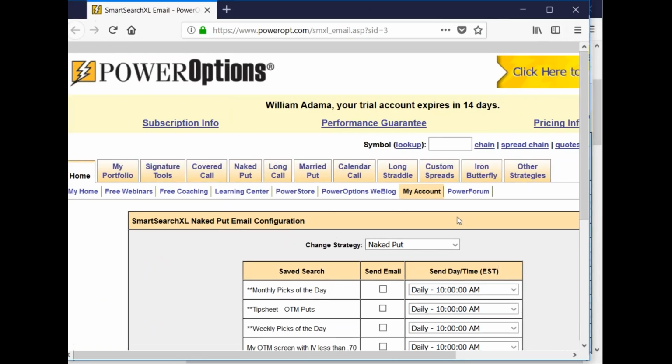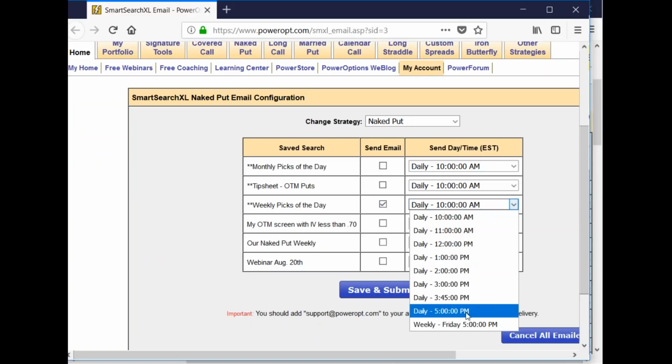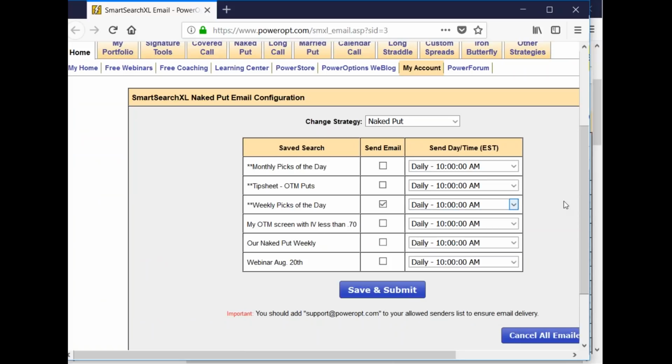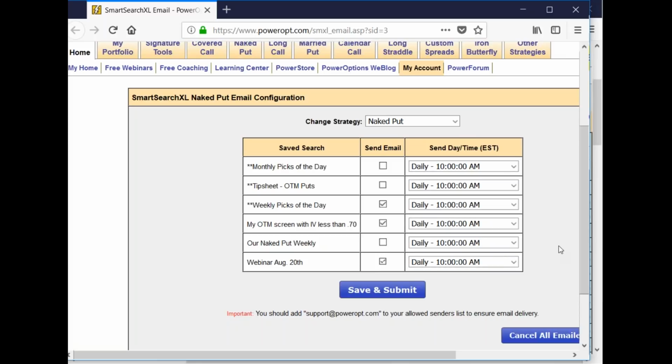Okay, so what this allows you to do for different strategies is you can say, I want the weekly picks of the day emailed to me at 10 o'clock, so you don't have to log on. You can pick other times during the day as well. Or if I wanted my OTM screen with IV less than 70, webinar from August 20th, I can check to have those sent to my email at any time during the day or just at 10 a.m.